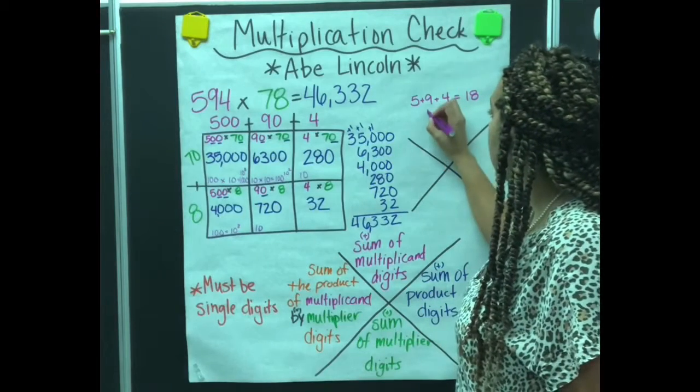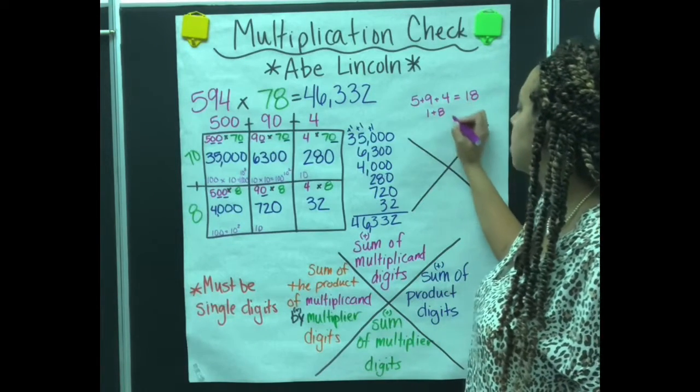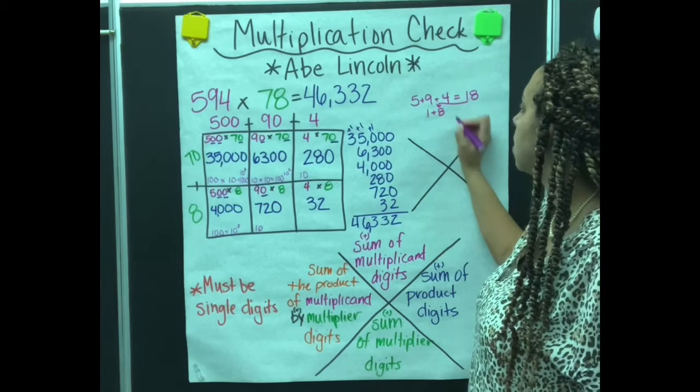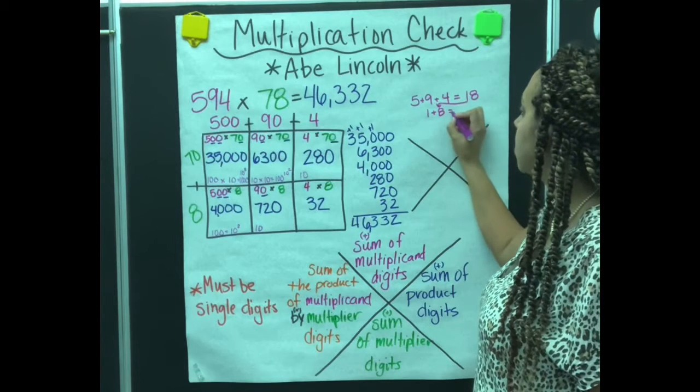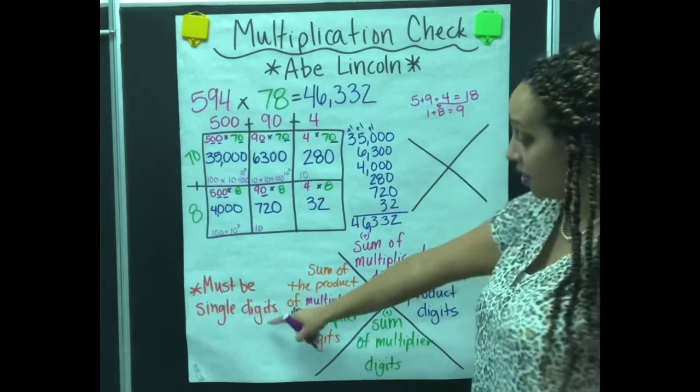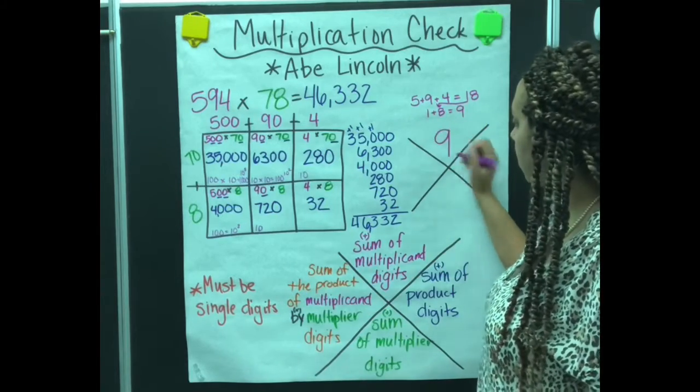So then I'm going to take 1 plus 8, and I'm going to go 1 plus 8 equals 9. And that's a single digit, so it works. So I drop it into my check.